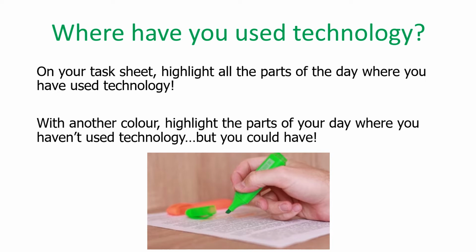Then with another color highlighter, I want you to highlight the parts of your day where you haven't used technology, but you could have. Okay, so for example, checking the news, if I just read a newspaper every morning, that doesn't require any technology. However, if I look at it on my phone or on the TV, that would use technology. So you should go through and highlight your list according to where you've used technology and where you haven't, but there was scope to use technology. Okay, so maybe do the ones where you've used technology in green and where you could have used technology in red, for example. That should take you a couple of minutes, so you can pause this video and then come back to it for the next slide.